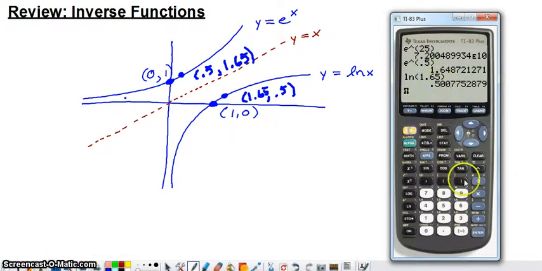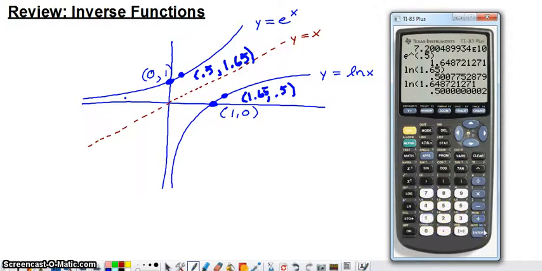If we tried that one more time, and we included more digits of accuracy, so rather than rounding it to 1.65, if I typed in the longer value, 1.487212171, I should see a value that's even closer to 0.5, and we definitely do see that. So when you have a function and its inverse, what always happens is that x and y coordinates always get exchanged with each other, and that's what happens when you reflect across the line y equals x.